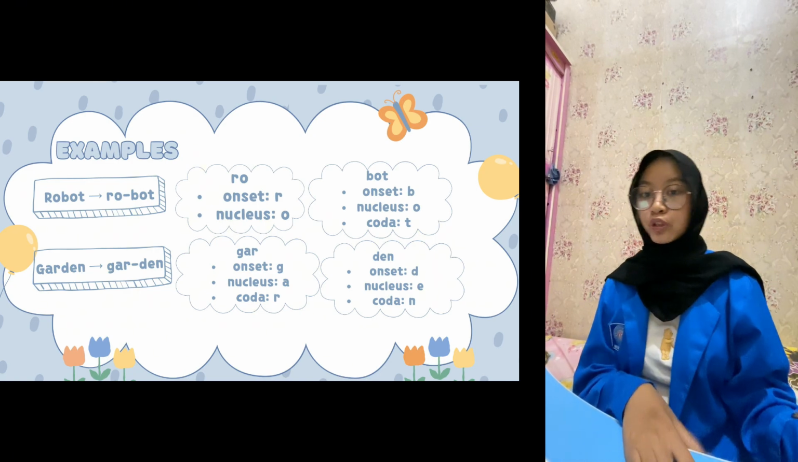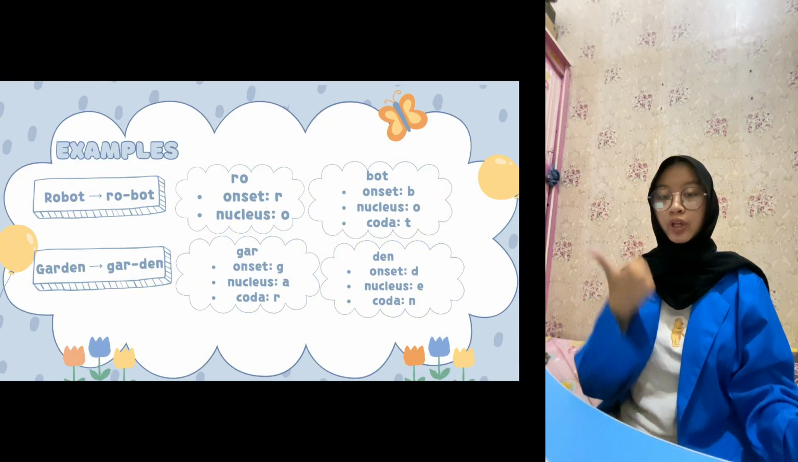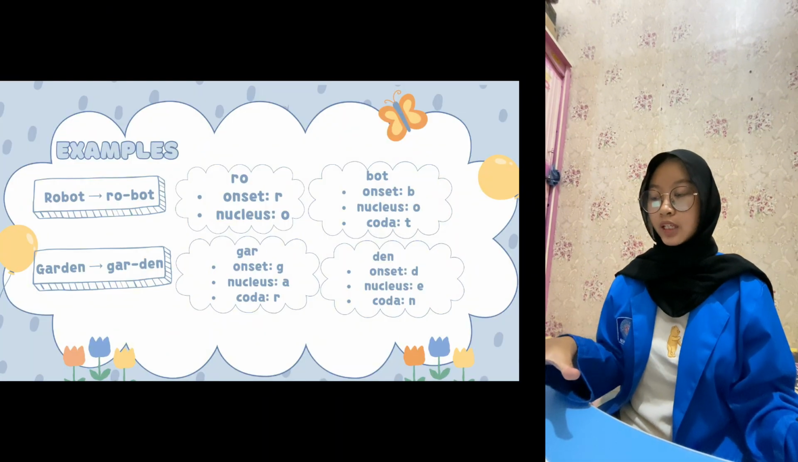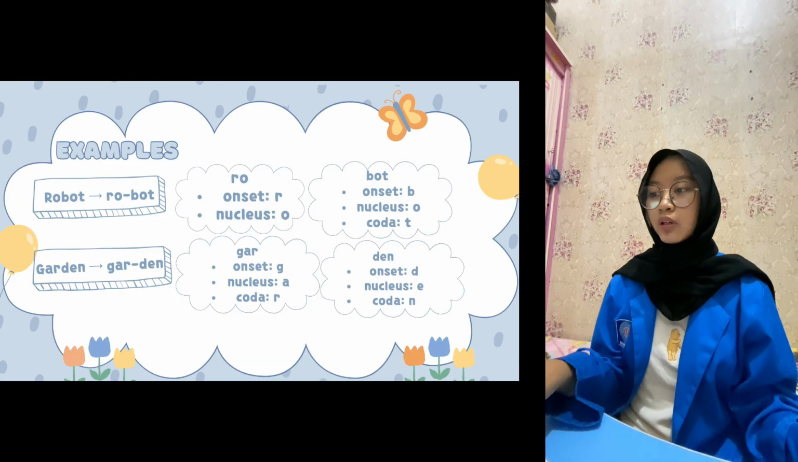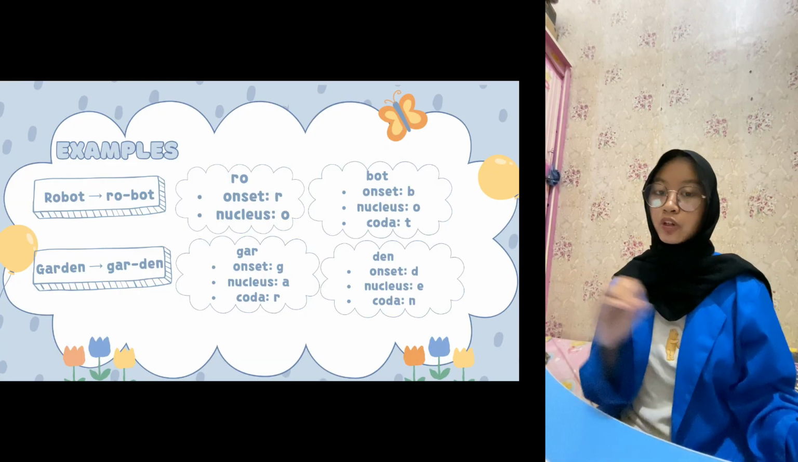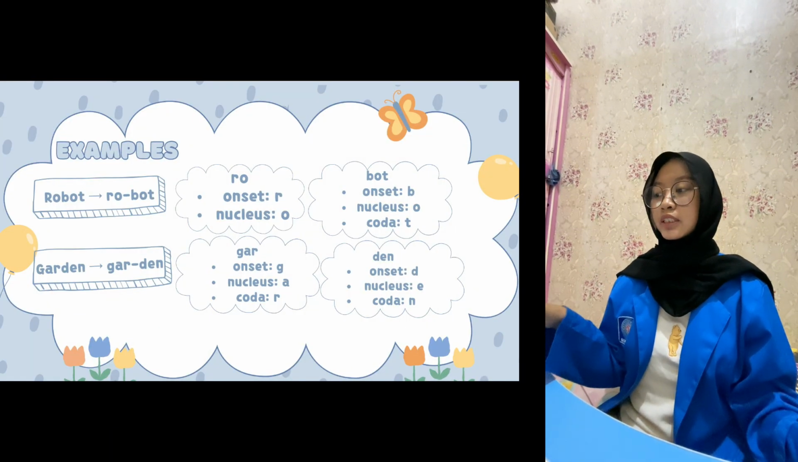The first is the word robot. Robot contains 2 syllables, ro and bot. For ro, it contains onset R and nucleus O. For bot, the onset is B, the nucleus is O, and the coda, which comes at the end, is T. And garden is the same as robot.